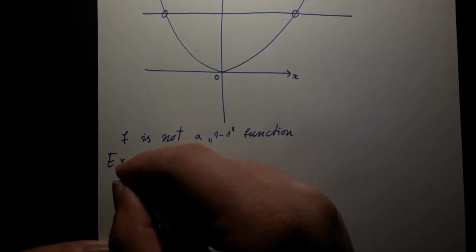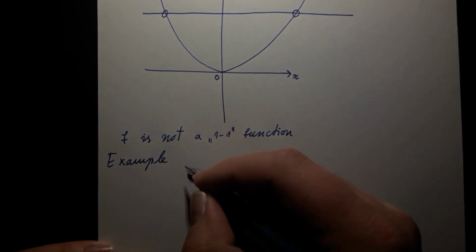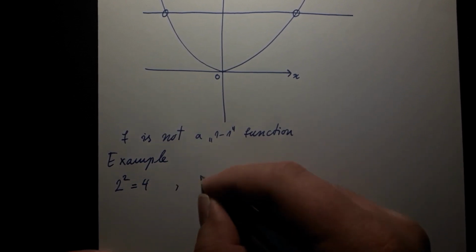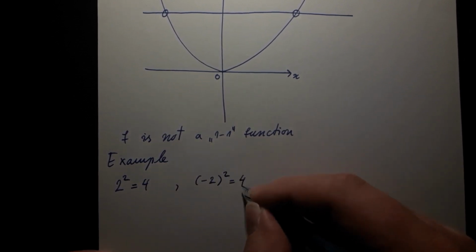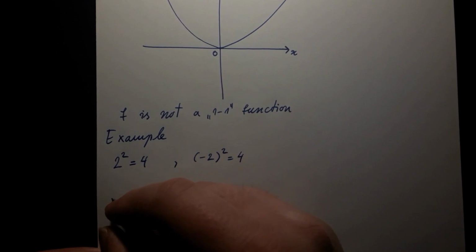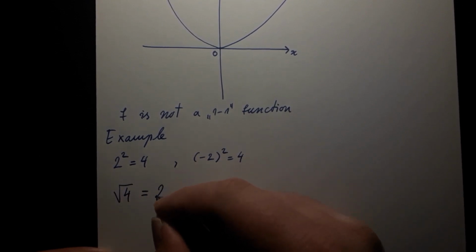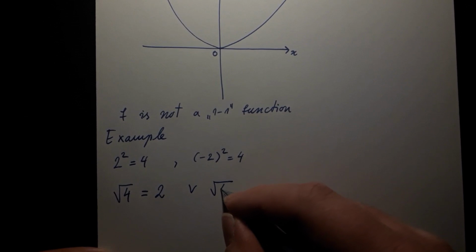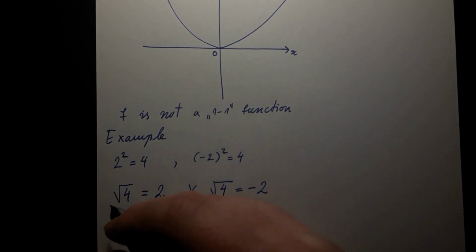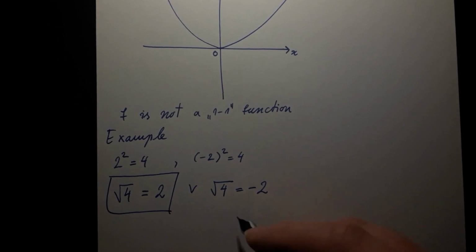So, for example, we have that 2 squared is equal to 4, and we also have that negative 2 squared is equal to 4. Now, the question is whether we should take the value of the square root of 4 to be equal to 2, or negative 2. When this problem first appeared, it was decided that as a value of a square root function, we should take positive values. This number we call a principal square root.